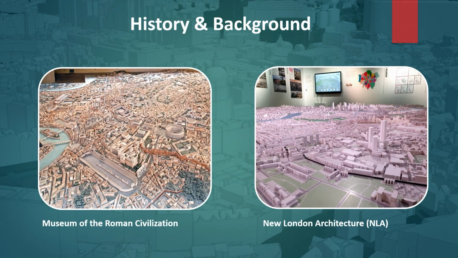3D models have been around for an extremely long time. It's not hard to imagine that physical models or 3D city models were being used thousands of years ago to aid ancient Greek and Roman planners and architects. Maybe something similar to what you can see on the screen, the incredible city replica of ancient Rome at the Museum of Roman Civilization, or the more modern model at New London Architecture, which I definitely recommend a visit to if you have time while you're in London.